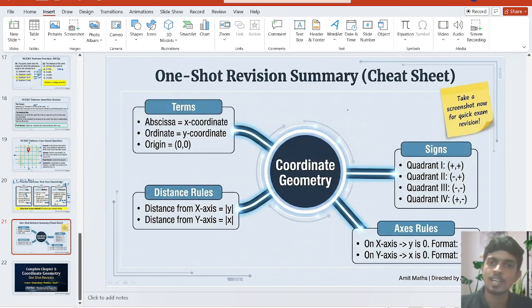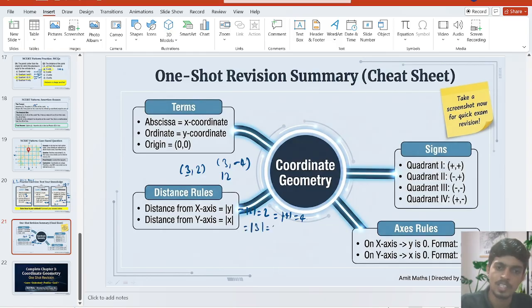Okay. One short revision summary of terms. Here we use abscissa means x-coordinate, ordinate means y-coordinate. Origin is the ordered pair (0, 0). Distance rules: for the point (3, 2), for the distance from the x-axis we take the y-coordinate, which is modulus of 2. So the distance will be 2. If it is (3, -4), this is modulus of -4, and you get 4, because distance should be positive. For the distance from the y-axis we use the modulus of x. This is -3, so we use 3.